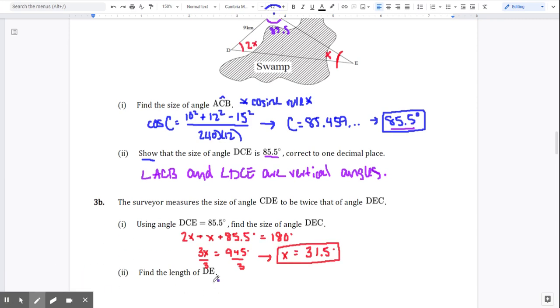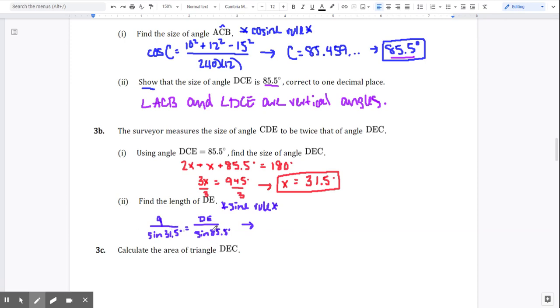Part 2 of part B, finding the length of D to E. So finding this long length, I'm just going to call it D to E. Getting a little messy here. So looking at what we have, we now have angle E being 31.5. We also have the side across from it being 9. We were given that in the original problem. We have angle C at the top, which is across from DE. So that means I can use the sine rule for this one.